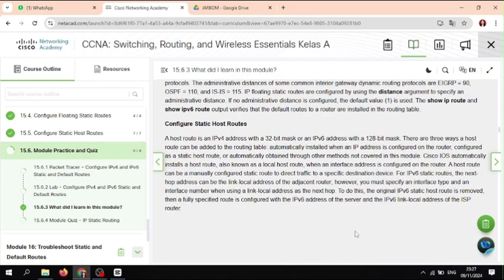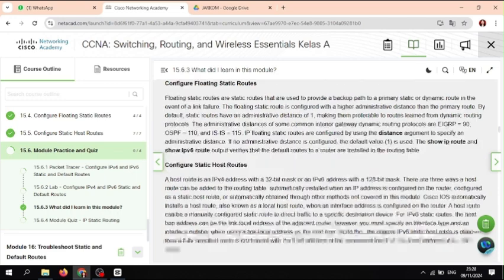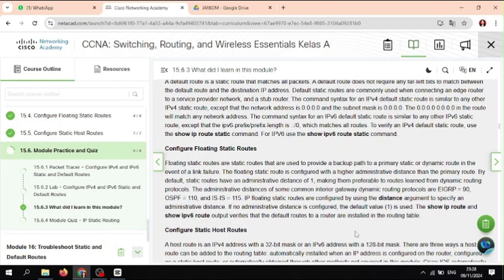Selanjutnya, configure floating static routes atau mengonfigurasikan static routes floating. Jadi static routes floating ini merupakan static routes yang digunakan untuk menyediakan jalur cadangan ke static routes atau dynamic utama jika terjadi kegagalan tautan.